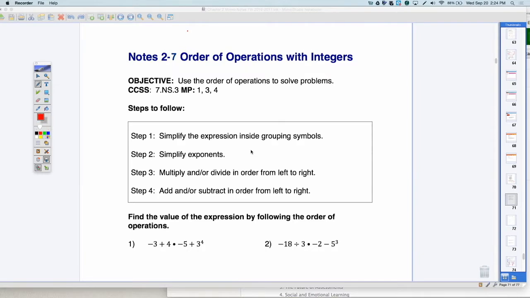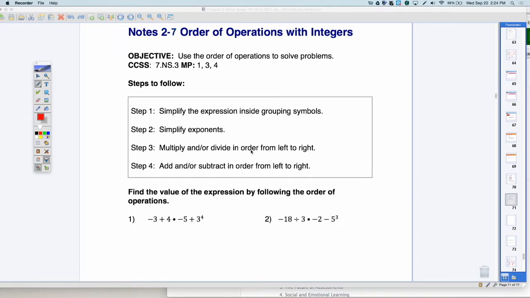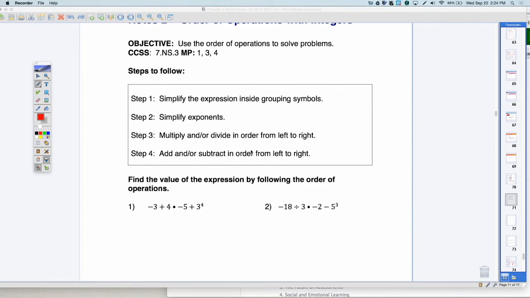The next lesson that we're going to do is Note 2.7 on order of operations with integers. We're going to use the order of operations to solve problems. The Common Core State Standards and the mathematical practices are listed.